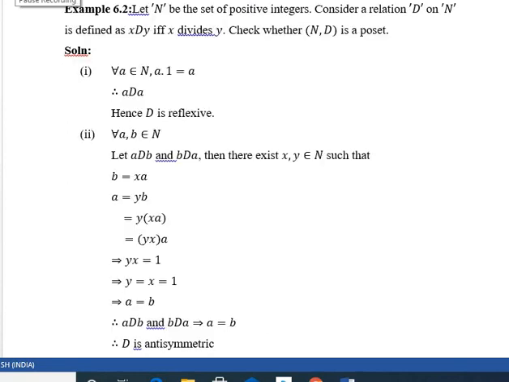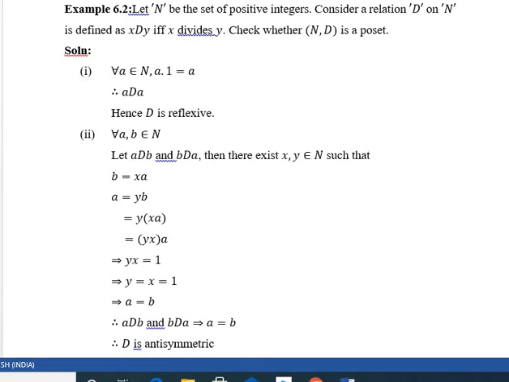Next example, 6.2. Let N be the set of positive integers. Consider a relation D on N defined as x D y if and only if x divides y. Check whether the ordered pair (N, D) is a poset. So we are proving this. First, we prove that it is reflexive. For every a element of N, we know a times 1 equals a. So a divides a. Therefore, D is reflexive.